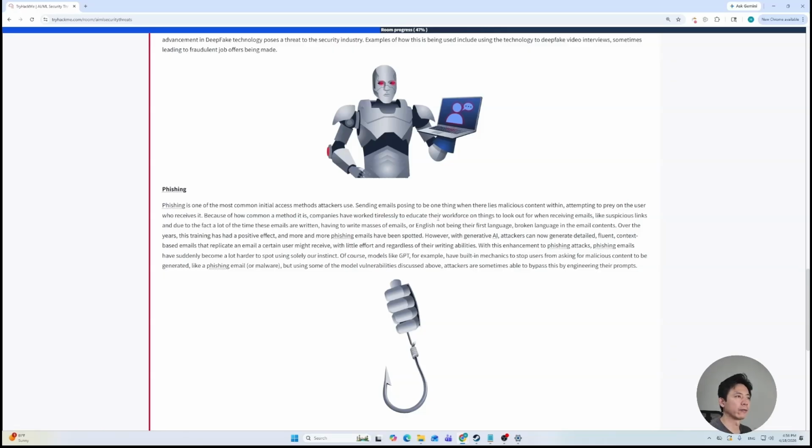However, with generative AI, attackers can now generate detailed, fluent, context-based emails that replicate an email that a certain user might receive, with little effort and regardless of their writing abilities. With this enhancement to phishing attacks, phishing emails have suddenly become a lot harder to spot using solely our instinct. Of course, models like GPT, for example, have built-in mechanisms to stop users from asking for malicious content to be generated, like a phishing email or malware. But using some of the model vulnerabilities discussed above, attackers are sometimes able to bypass this by engineering the prompts.